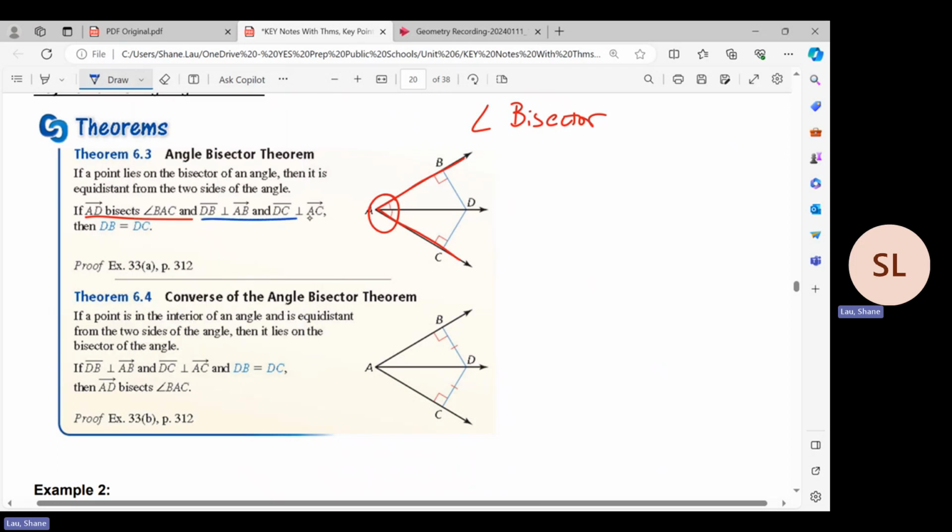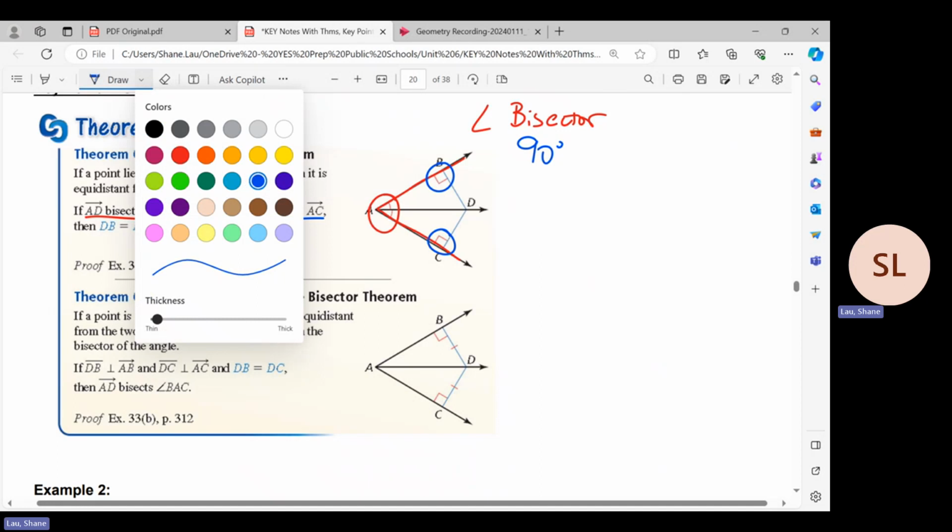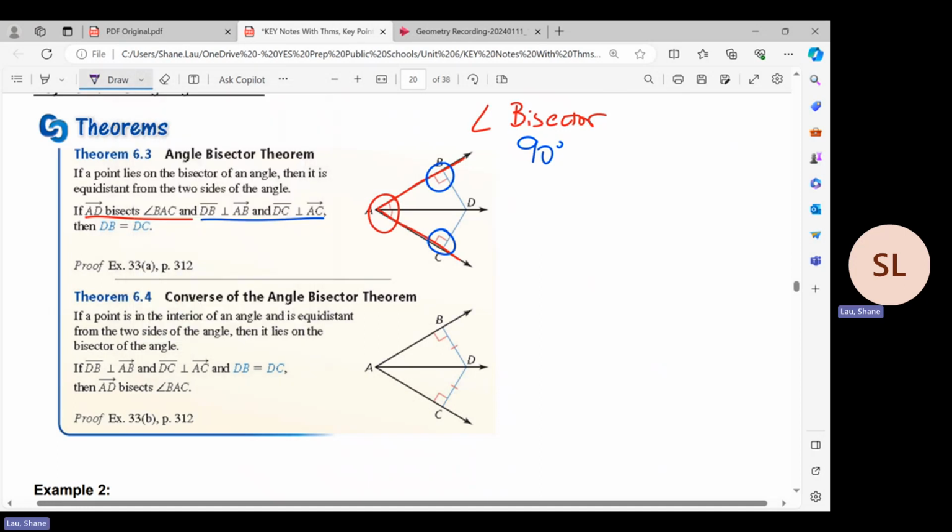Then it says that we have some perpendicular figures here. And what's circled in blue is our perpendicular figures. We'll still have that 90 degrees from the previous two theorems. And the last part, we'll see that we have DB equals DC, and that is these two segments right here. We're basically just saying that those two are congruent only if we have the first two criteria, the angle bisector and the 90 degrees here. So again, we're going to have our congruent sides.